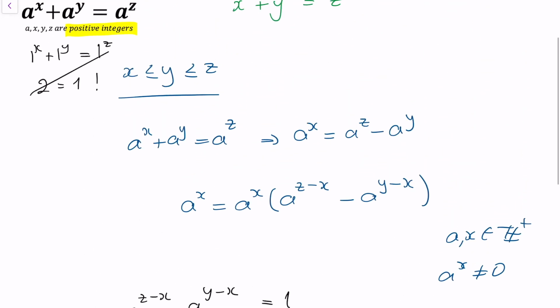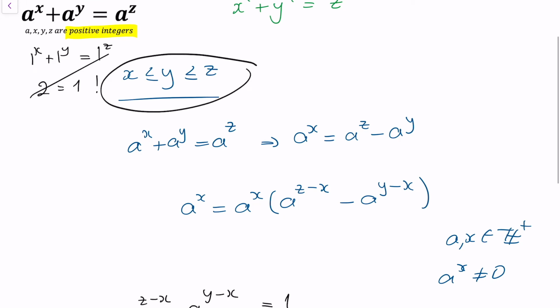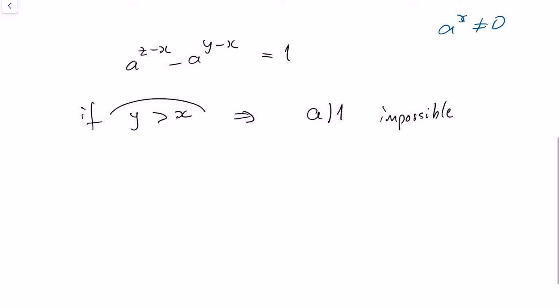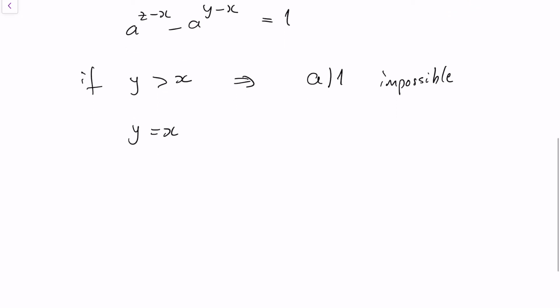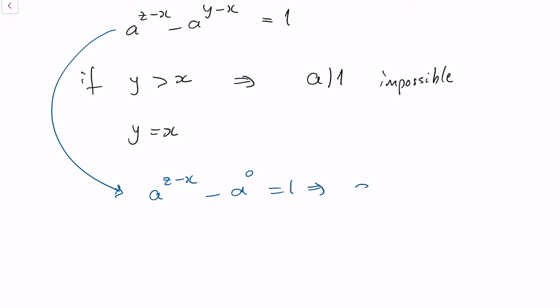Based on our ordering here, we said x is less than or equal to y, or in other words, y is greater than or equal to x. Since y cannot be greater than x, otherwise we run into a contradiction, that means we must have y is equal to x. And if y is equal to x, this equation boils down to a to the z minus x minus a to the y minus x, which is just a to the 0 is equal to 1. That implies a to the z minus x is equal to 2, right? And this is the equation now we want to solve.